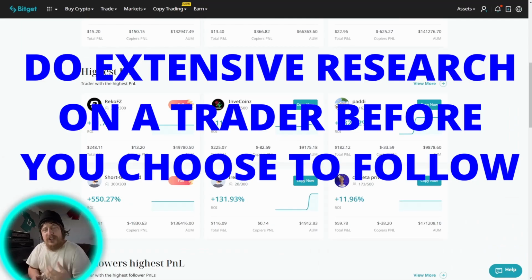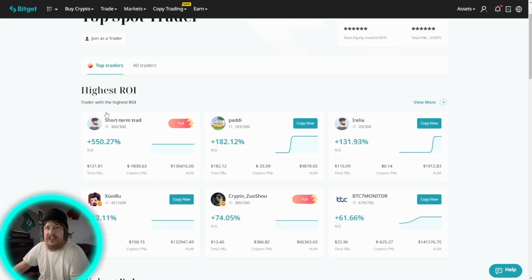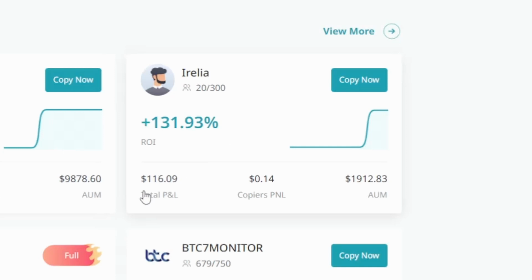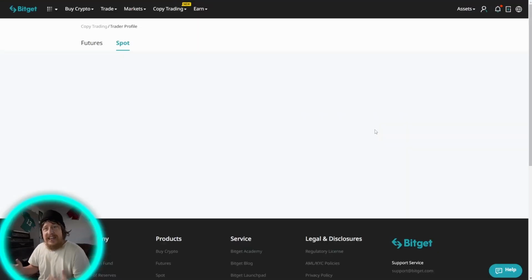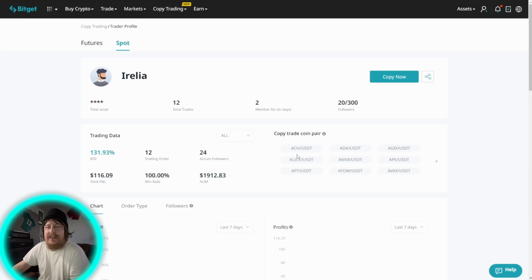So I just wanted to put a huge emphasis on the importance of diving deep into these traders as far as their statistics go. You can also click on their name. So let's go back up here to this person that actually has a positive, which would be Irelia. Their total profit and loss is $116. Their copiers are at least positive 14 cents. But let's click on this person's profile, let it load up, and look a little bit deeper at their actual statistics.